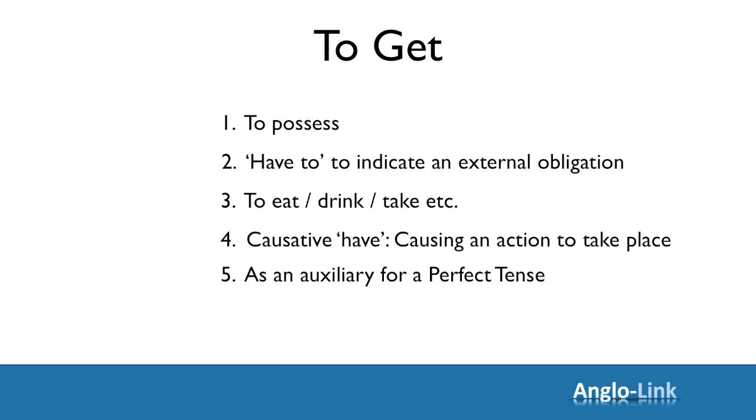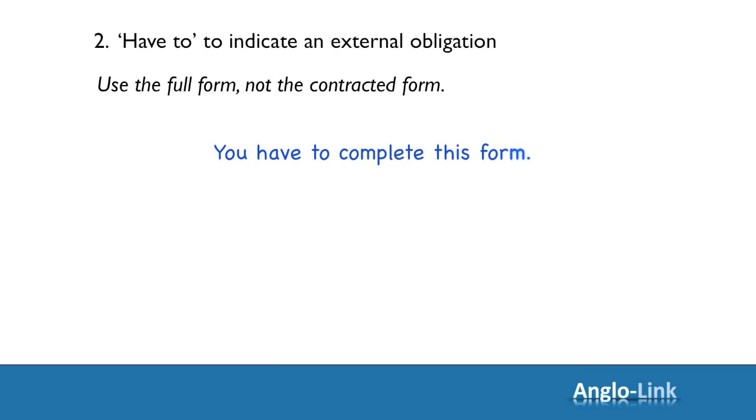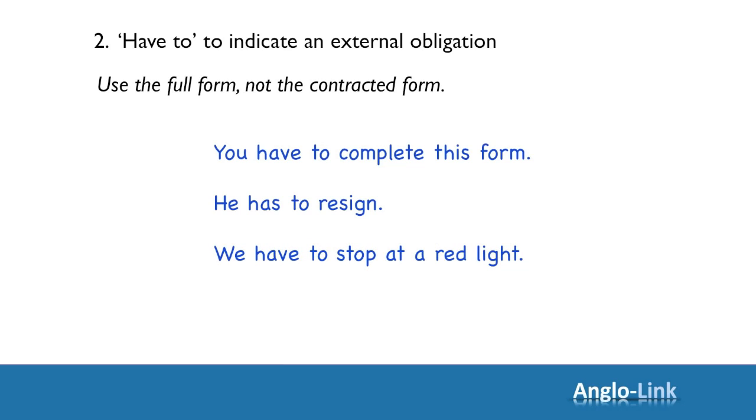Okay, let's look at the second meaning. Have to indicate an external obligation. Once again, it's the main verb, so use the full form, not the contracted form. Let's look at the examples. You have to complete this form. He has to resign. We have to stop at a red light. She had to work last weekend.